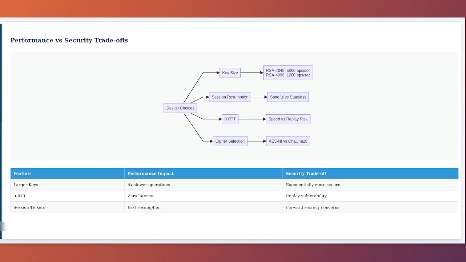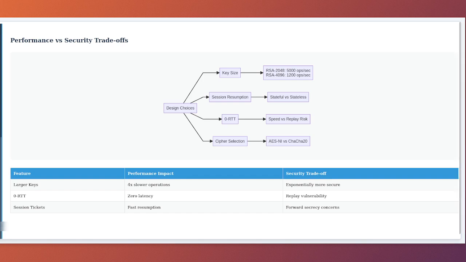The zero RTT feature in TLS 1.3 is perhaps the ultimate performance optimization, allowing data to be sent immediately without any handshake delay. But it comes with security caveats. Zero RTT data can be replayed by an attacker. While TLS 1.3 includes mechanisms to detect and limit replay attacks, applications must be designed carefully to ensure that replayed requests do not cause problems. It is perfect for idempotent operations like loading a web page, but dangerous for operations like transferring money.